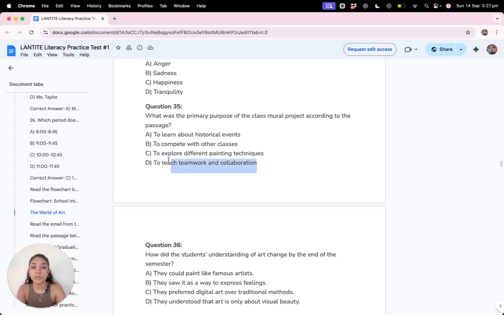Just highlight it. And that's because the mural project was to highlight a means to teach students about teamwork and the importance of contributions from every individual.